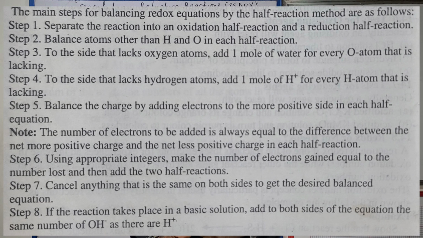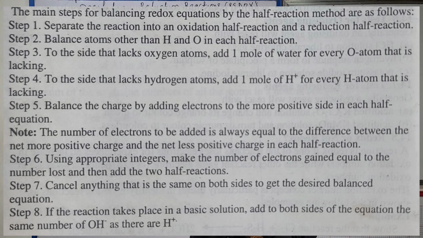The fifth step is about balancing the charge and adding electrons to the more positive side. The sixth step talks about using appropriate integers to make the electron loss equal to the electron gain. And then the seventh step is about cancelling out whatever is the same on both sides to get the desired equation. And if it's in a basic medium, you move to step 8.